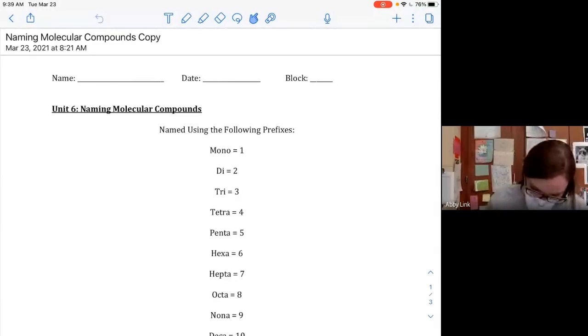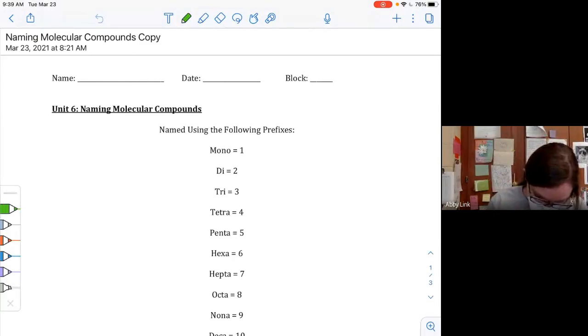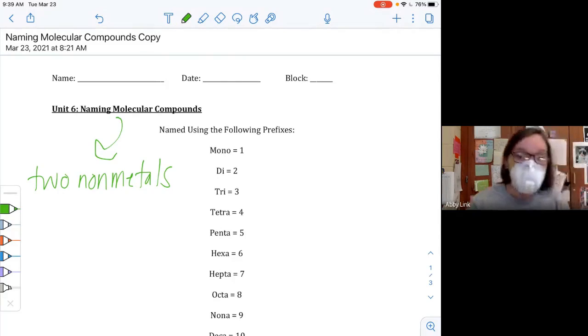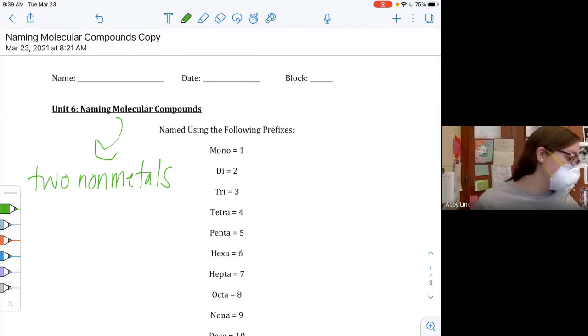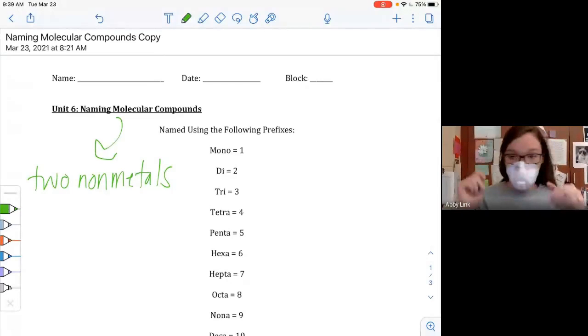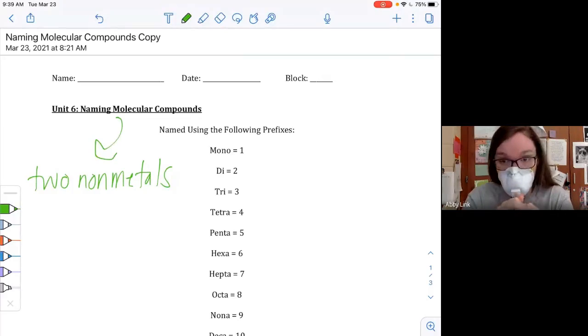All right, so let's refresh our memory on exactly what molecular compounds are. Remember, they are two nonmetals. If you don't have out your periodic table right now, go ahead and get that out, because we are going to want to look at our periodic table a lot today. When we look at it, hopefully you are looking at the ladder and you can tell me that your nonmetals are to the right of the ladder.